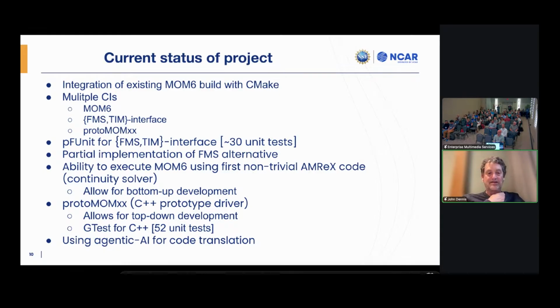ProtoMOM, which is a C++ prototype driver, allows for top-down development, and we're adding unit tests as we go, and then we're using agentic AI for code translation. And I want to talk about that a little bit because I think it's a real impressive enabling technology.